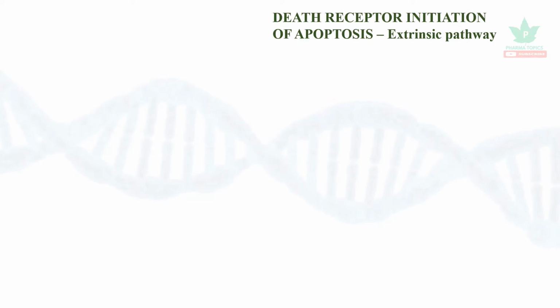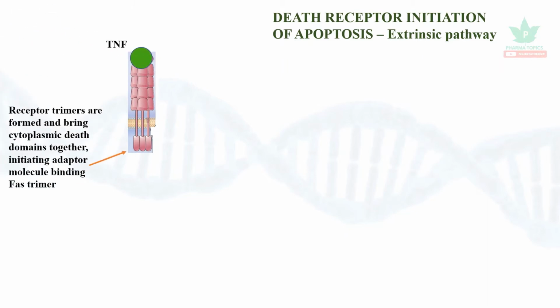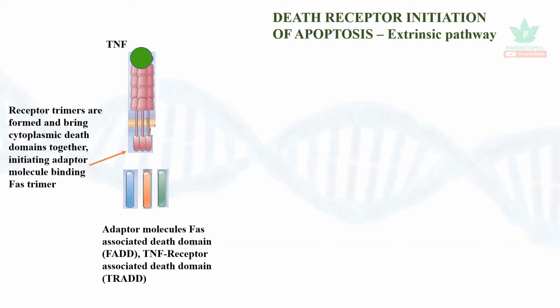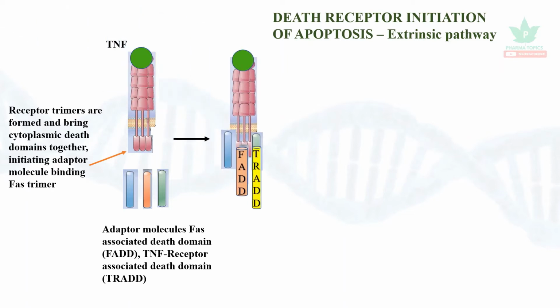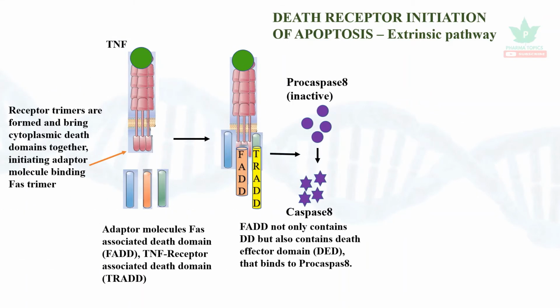The next mechanism is death receptor initiation, that is the extrinsic pathway. Let us take the receptor. It is a Fas trimer. Activating molecule is TNF. The adapter molecules which attach to this receptor are Fas associated death domain and TNF receptor associated death domain adapter molecules. When they attach to the trimer, they activate Procaspase 8 to Caspase 8.